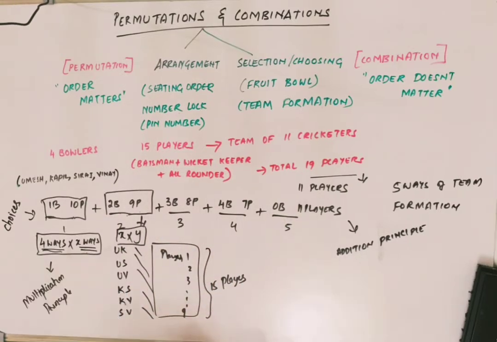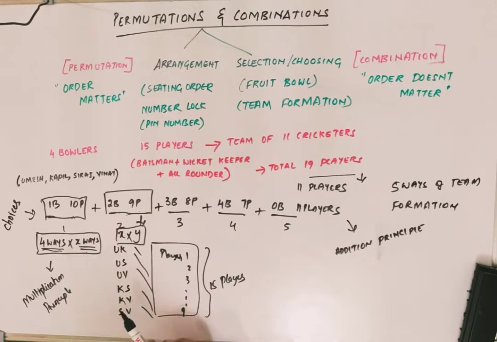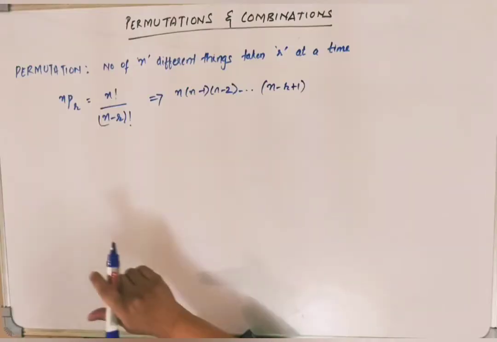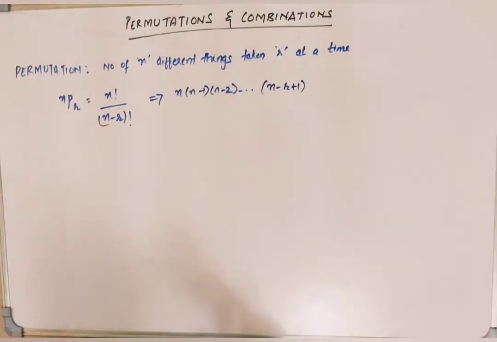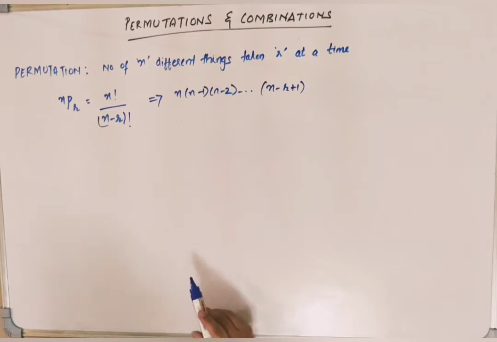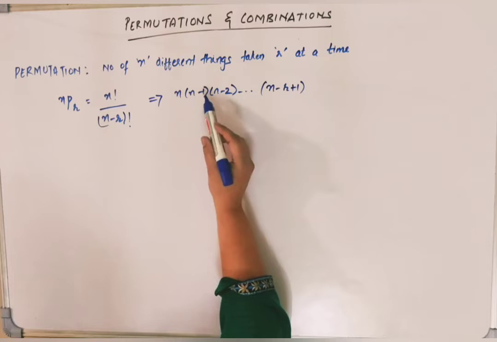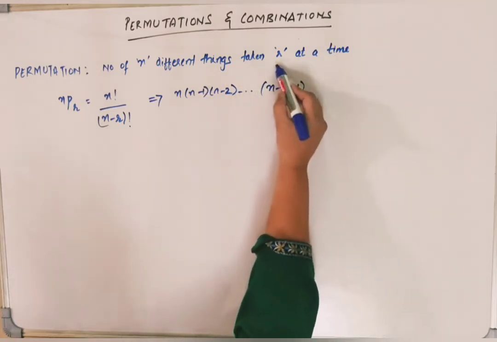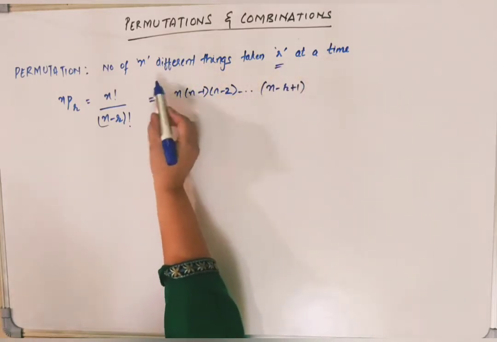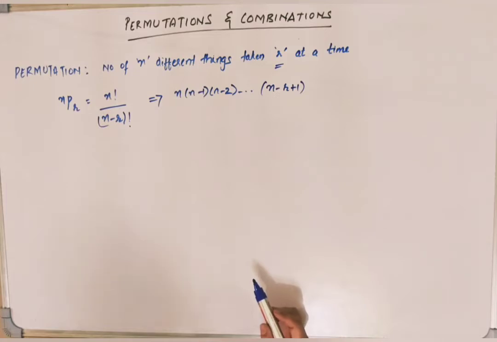So these two are key principles to solve all permutations and combinations problems. We need to understand when we have to use addition and when we have to use multiplication. So let's talk about permutation. What is permutation? Permutation is nothing but the number of arrangements that we can make when we take r things at a time from n different objects or n different things.